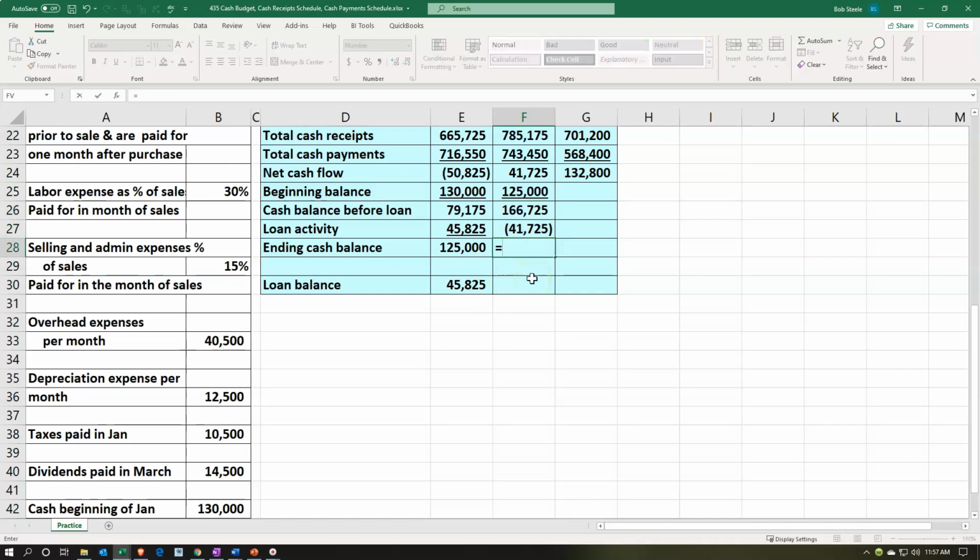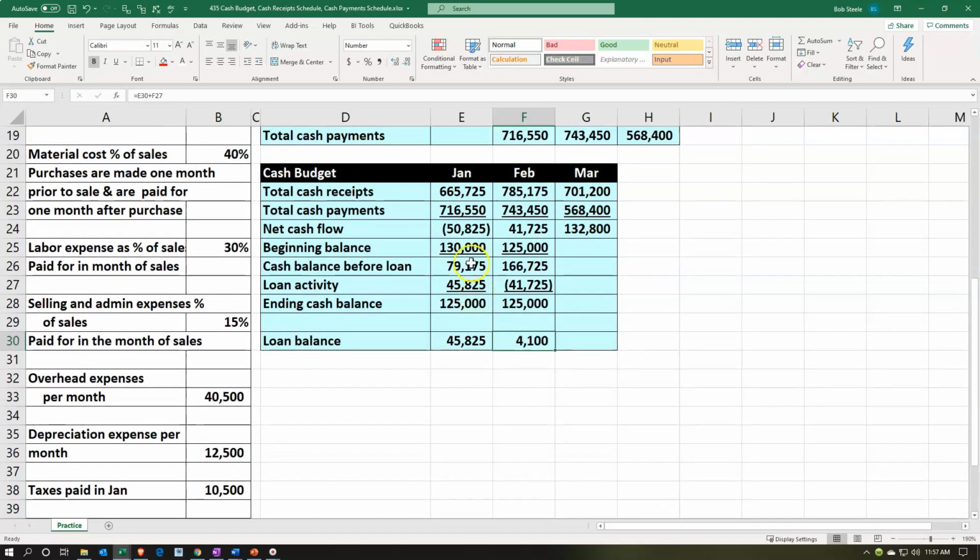Let's sum these up, which will subtract them. Summing these up now. And there we have that. So now we're at the 125,000 again. Let's put the underline, Home tab, font group, underline. Loan balance now equals the prior loan balance plus what we paid off, which is a negative number now at the 41,725. That means we still have a loan balance outstanding of the 4,100, which is the loan that we originally took out in January, paid some of it off in March.